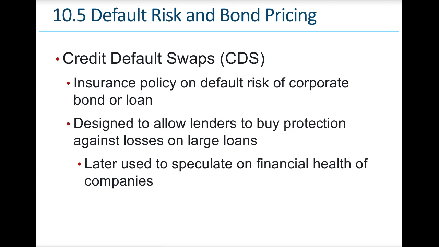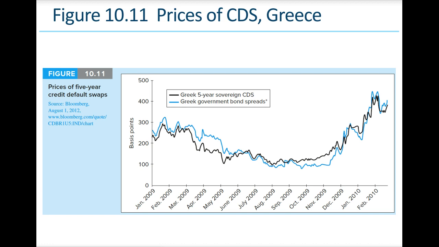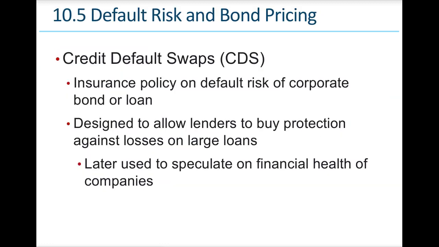So it's sort of an insurance policy saying if the bond is going to default, the CDS will make up for it. This is a way of buying protection on your bonds to make the bonds less risky. But there was a problem with these credit default swaps, and we're going to go over that in a second.